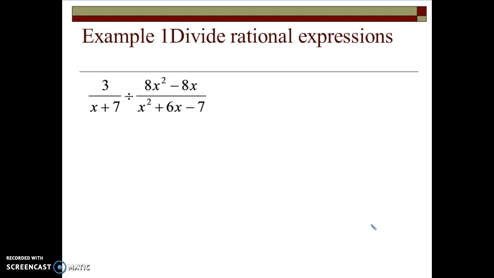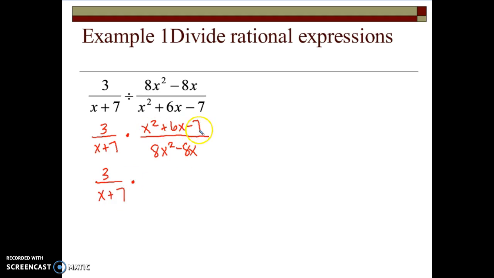So for the first example, the first thing I'm going to do is flip. So we have 3 over x plus 7 times x squared plus 6x minus 7 over 8x squared minus 8x. Always step 1 when you divide is to flip. Then I can't factor 3 or x plus 7, so that can stay the same.